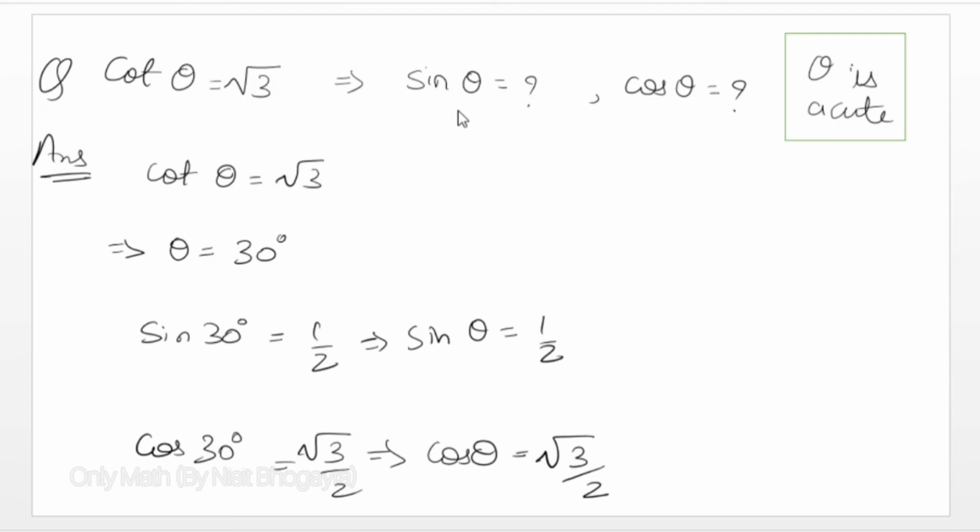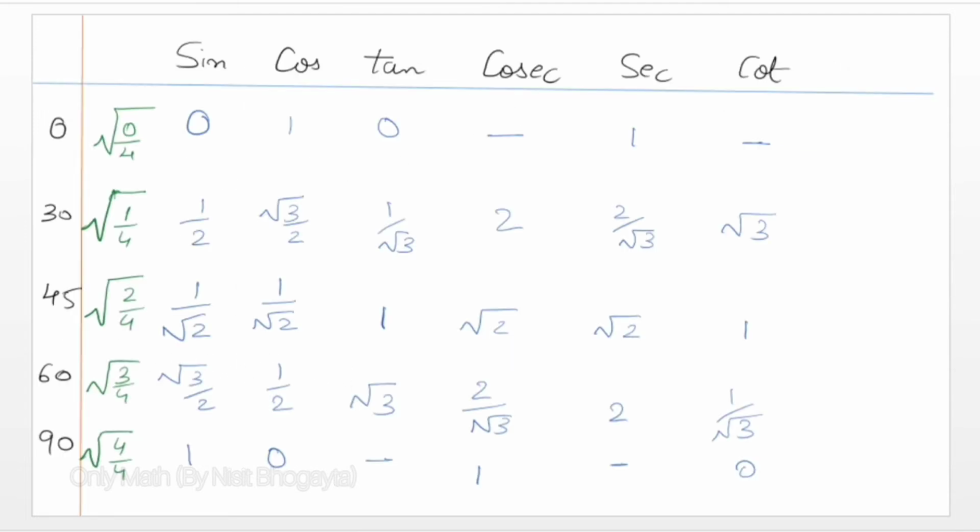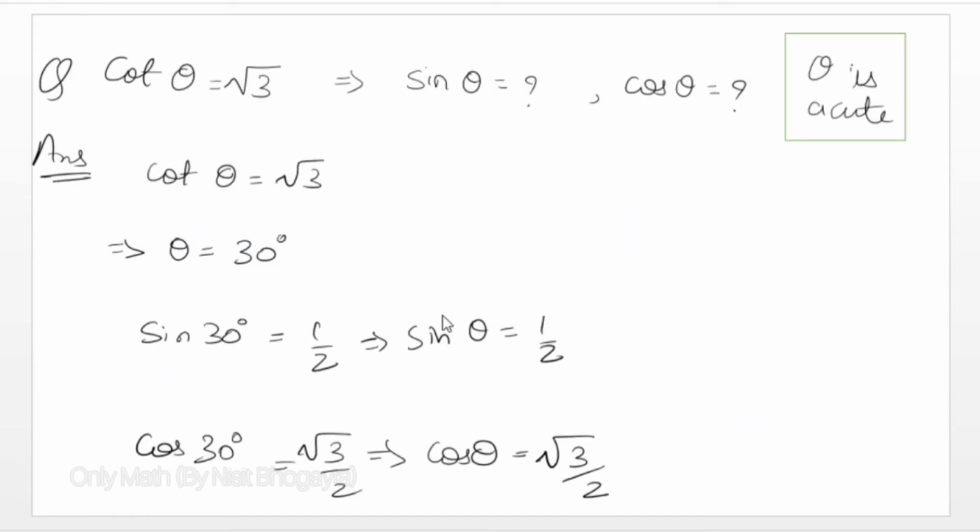Now you have to find sine theta. So sine 30, again you look at the chart, sine 30 is how much? Half. Okay, so we are good with that. Sine theta will be half. Cos 30 will be root 3 over 2 if you look at the chart properly.